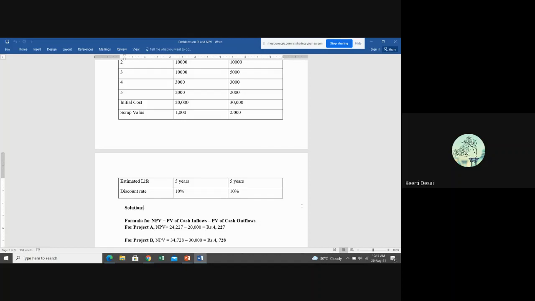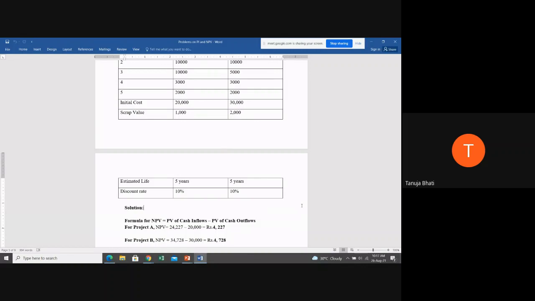Project B, ma'am. Why B? Because cash inflow is more than outflow, ma'am. Very good, so your answer is correct. You will opt for project B because the NPV is higher.